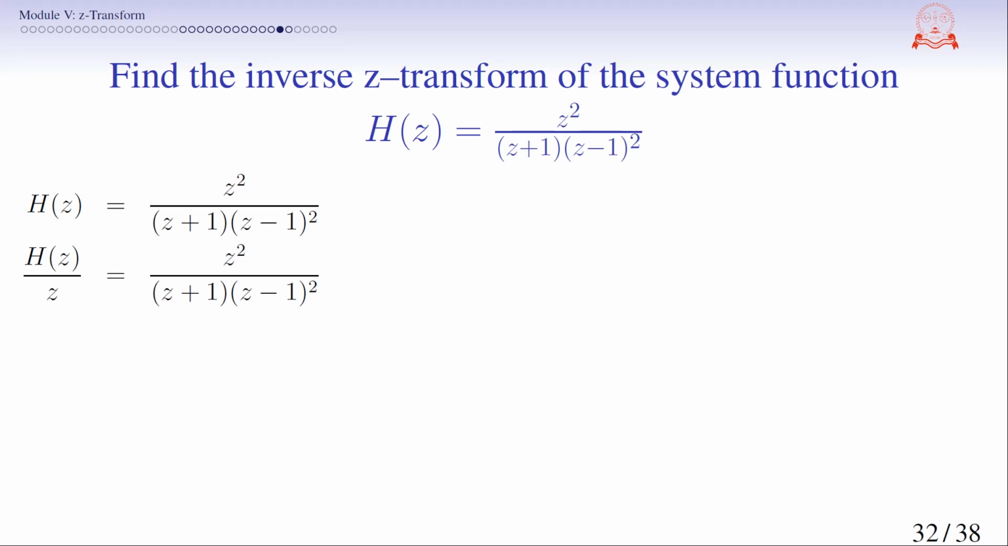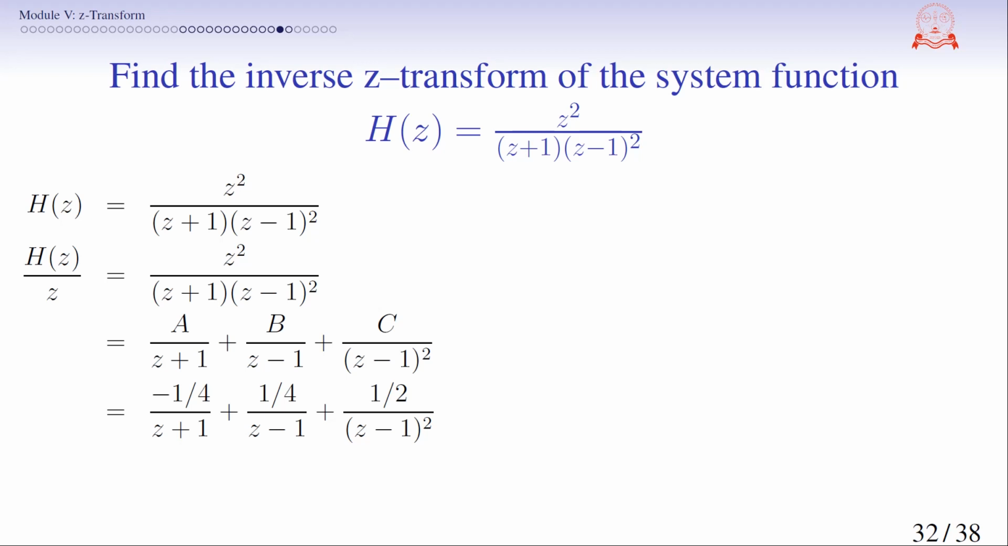So computing H(z) by z, that is, z divided by (z plus 1) into (z minus 1) the whole squared. Sorry, H(z) by z is equal to z divided by (z plus 1) into (z minus 1) the whole squared, and computing this as A divided by (z plus 1) plus B divided by (z minus 1) plus C divided by (z minus 1) the whole squared. Find or compute the values of A, B and C.